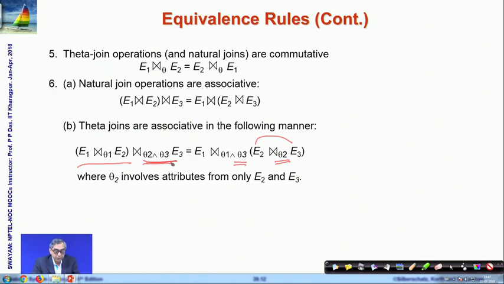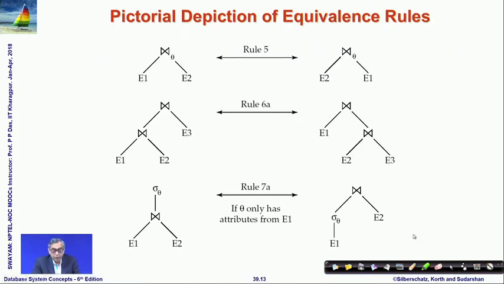It could also use attributes of E1, but if it does not, then it is possible to simplify it in this manner, and these are the equivalent rules that we have. Often we will draw the rules in this form. Just to explain one: this shows the associativity of join.